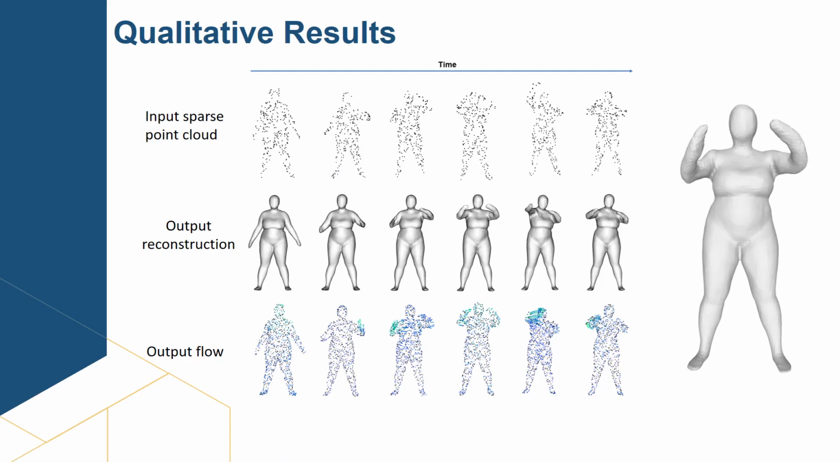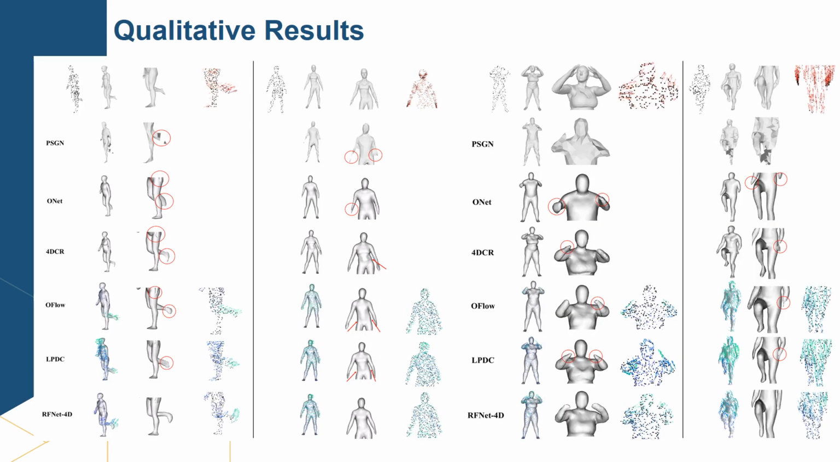Here are the qualitative results of our proposed method from a sequence of sparse point clouds. Comparing with other methods, our method can capture convincing motions and correspondences across time, whereas ONet-4D and PSGN-4D cannot. Moreover, by coupling both spatial and temporal information aggregation, our method achieves better geometry recovery than 4DCR and LPDC.